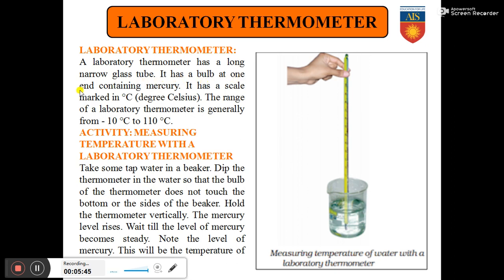It has a bulb at one end containing mercury. So the same liquid metal is used. The bulb contains mercury. Mercury is a liquid at room temperature, and it is used in a thermometer because of various reasons which we will learn in a while. It has a scale marked in degrees Celsius. The range of a laboratory thermometer is generally from -10 degrees Celsius to 110 degrees Celsius.